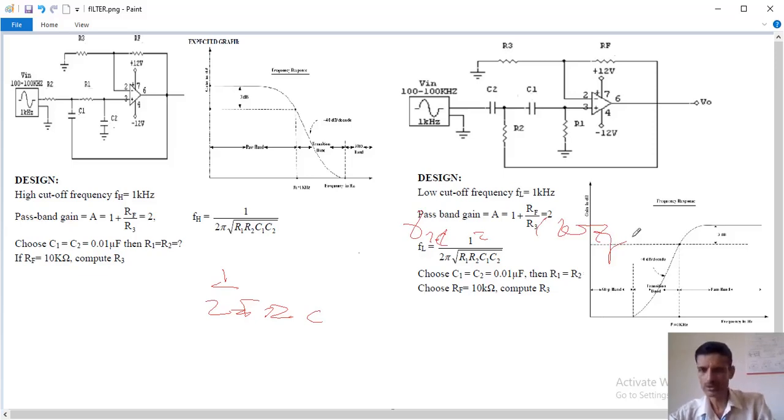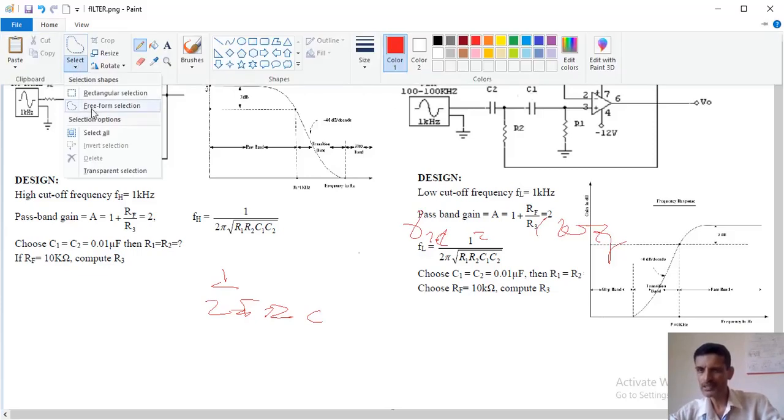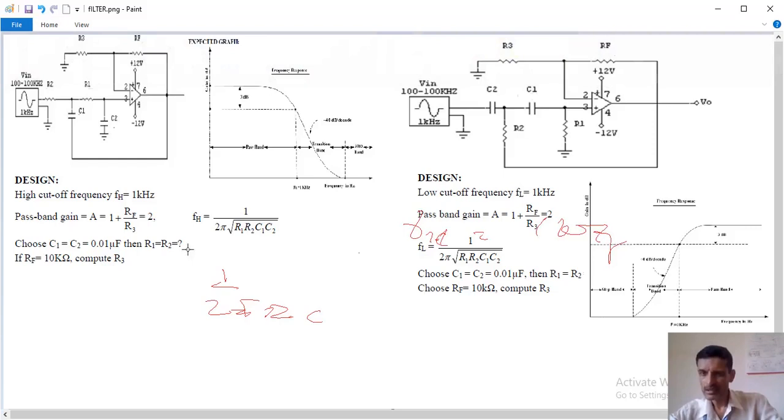When you assume these values, the resistor's value will be around 1.58 or 1.59 kilo ohm. That's what we actually get when you substitute in this particular formula. So this is the low pass filter.